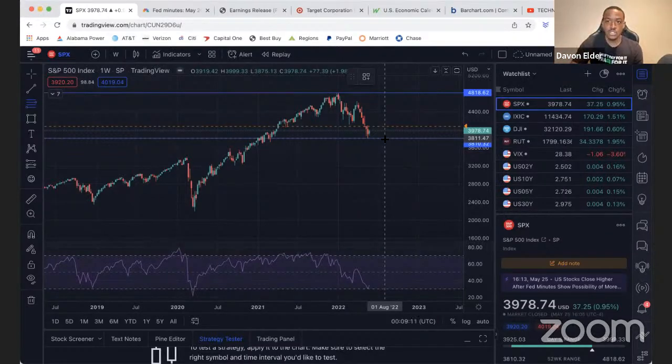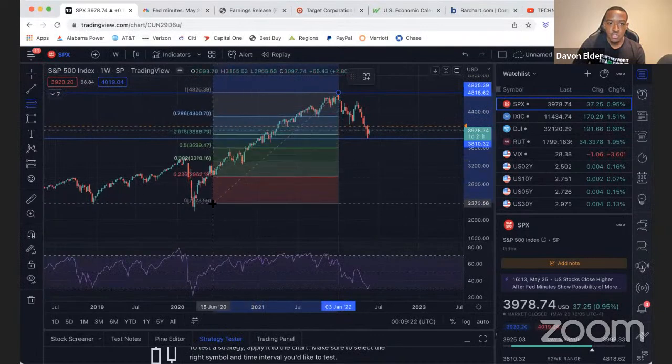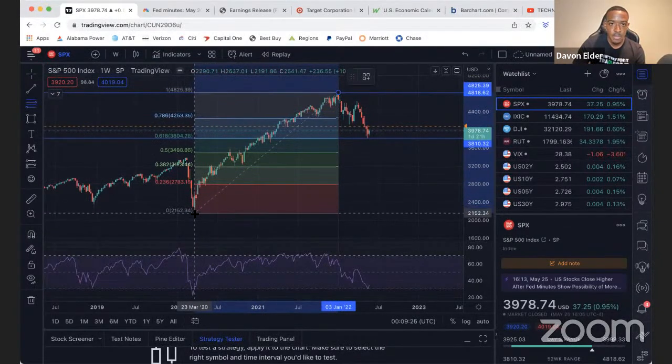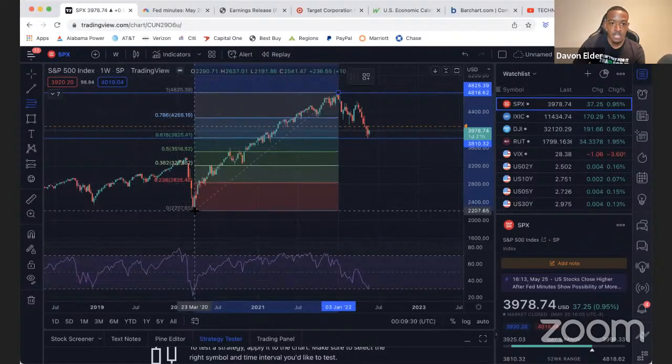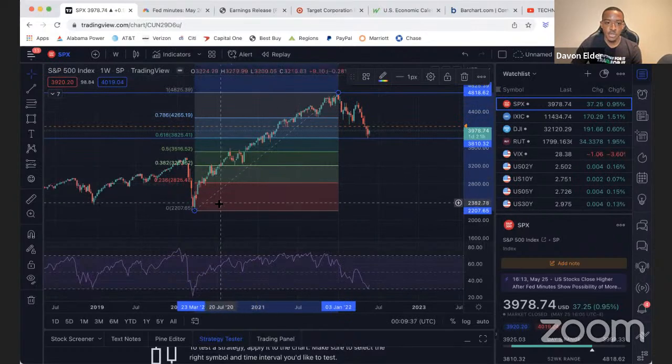chart off. So in order to do the Fibonacci, you would have to draw your Fibonacci level from your all-time high, and you would draw it down to a meaningful low. So pretty much a low that we haven't seen in a long time. So I'm drawing it from the all-time high that we had in January 3rd, and I'm drawing the low all the way down to March 23rd, 2020.